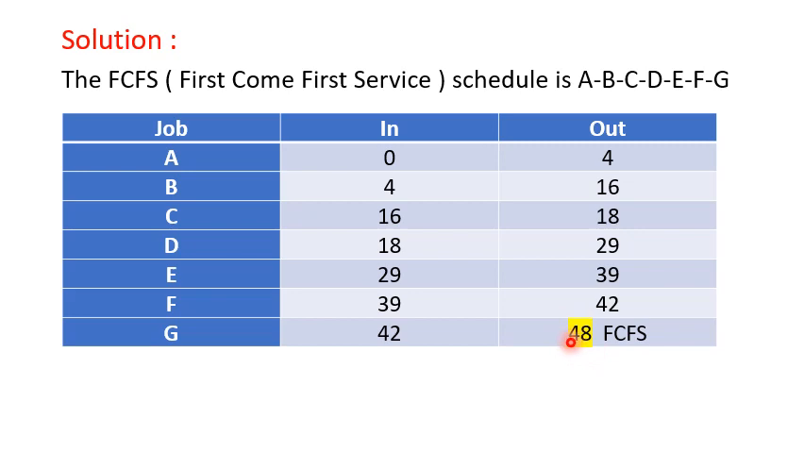So according to FCFS, these values which I have discussed here will be the out times of each job. When you add all the out times, you get a total of 196. You add 4 plus 16 plus 18 plus 29 plus 39 plus 42 plus 48. Let's see here. 4 plus 6, 10, 18, 27, 36, 38 plus 8 is 46. Carry forward 4, 4 plus 4, 8, 12, 15, 17, 18 and 19, 196. It totals to 196.